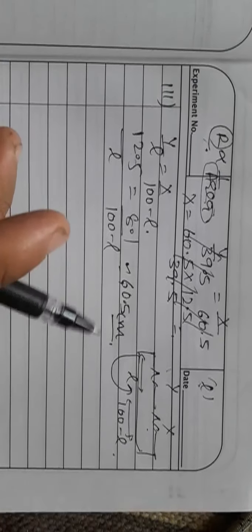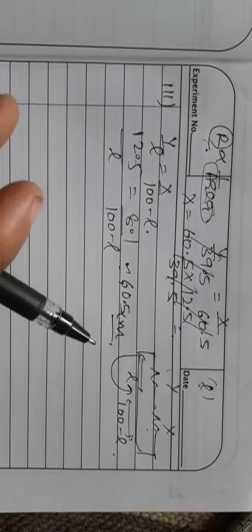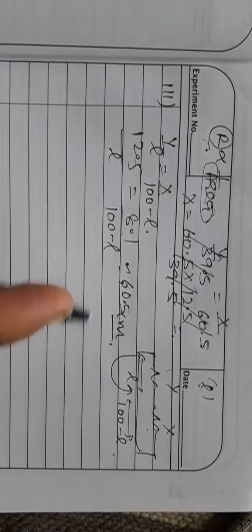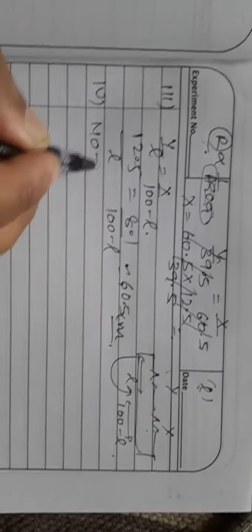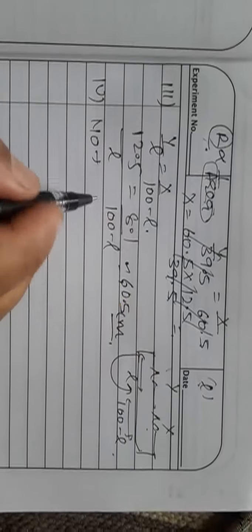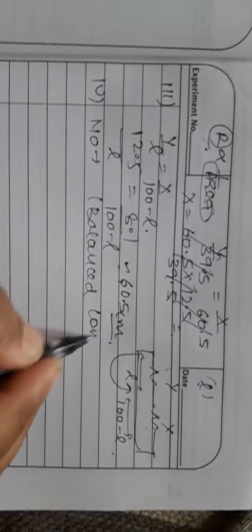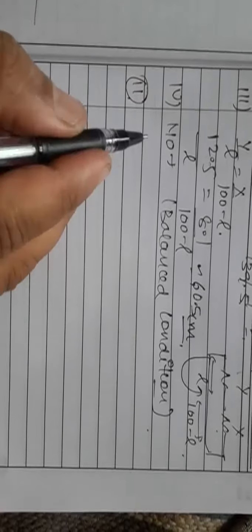Next point: would the galvanometer show any current? The answer will be no, because this is the balance condition, and you know that in the balance condition there is no flow of current, so there will be no deflection. Come to question number 11.